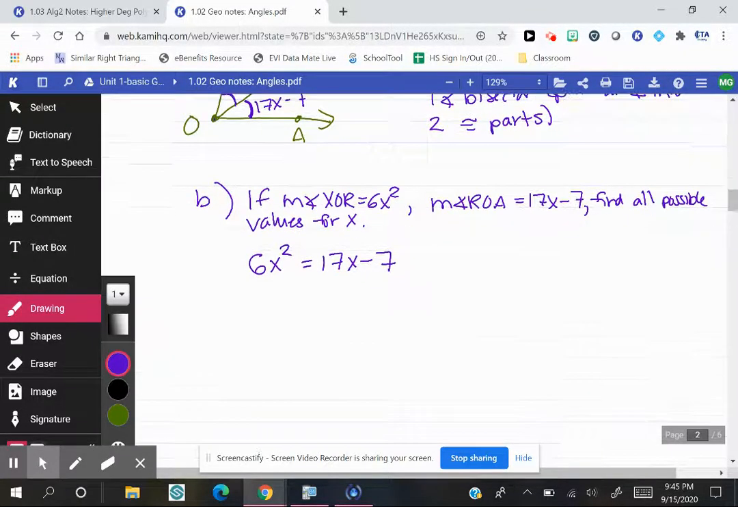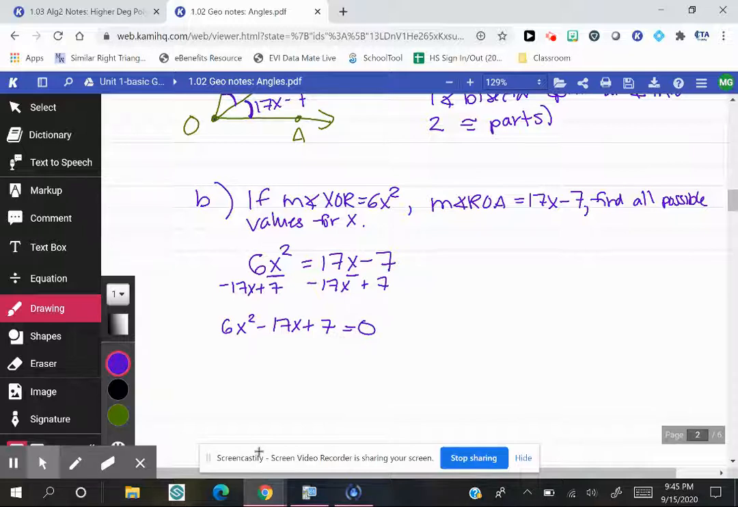Now I have an x squared. Anytime I have an x squared and an x, I want to get that equal to 0 and solve. Remember, x squared, you always want to have positive. So it's already a positive 6x squared. So we want to subtract this side over to the left side, getting us 6x squared minus 17x plus 7.